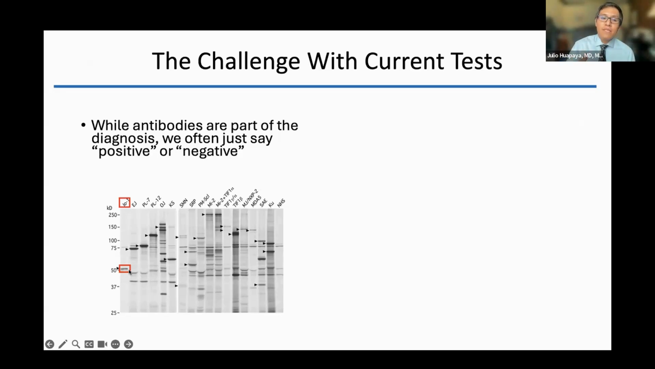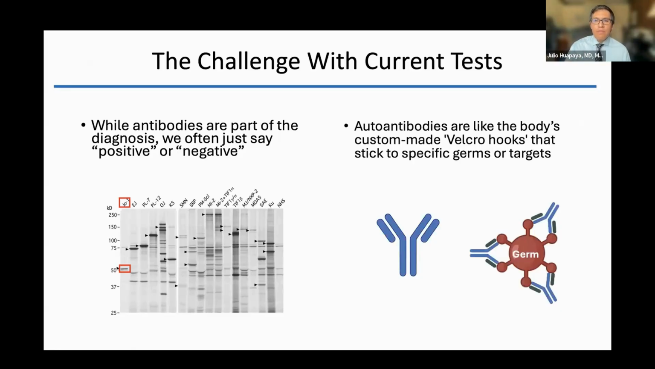So if you have this antibody, you have a positive line and it's reported as positive or negative. Now, briefly, for some of you, what is an autoantibody? The way I like to explain it, you can imagine these are like the body's custom-made Velcro hooks that stick to anything that shouldn't be there. Usually our body develops antibodies against viruses or infections, but it can develop autoantibodies to anything.